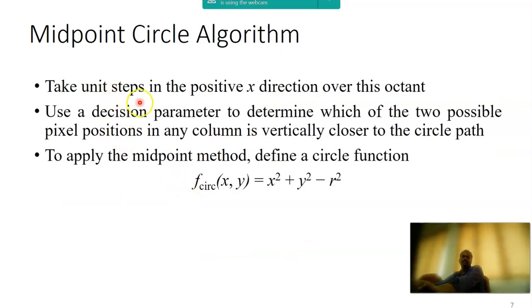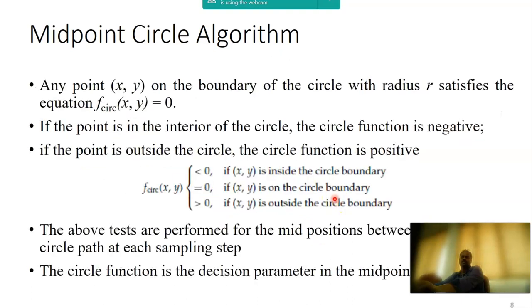So take unit steps in the positive x direction over this octant. Use decision parameters to determine which of the two possible pixel positions in any column is vertically closer to the circle path. To apply the midpoint method, define a circle function. Initially, f(x, y) equals x square plus y square minus r square. This is the general equation for a circle.